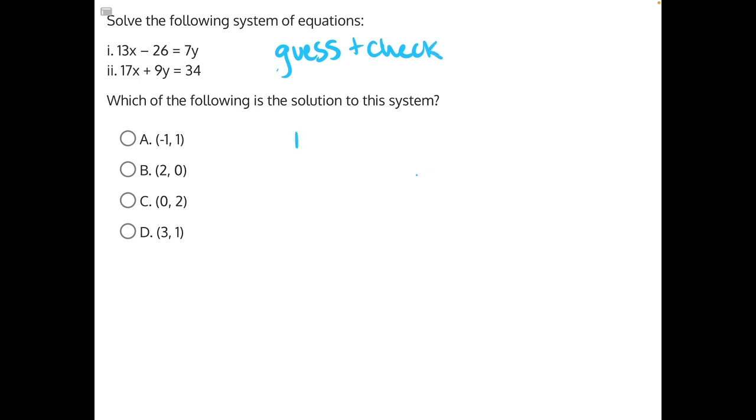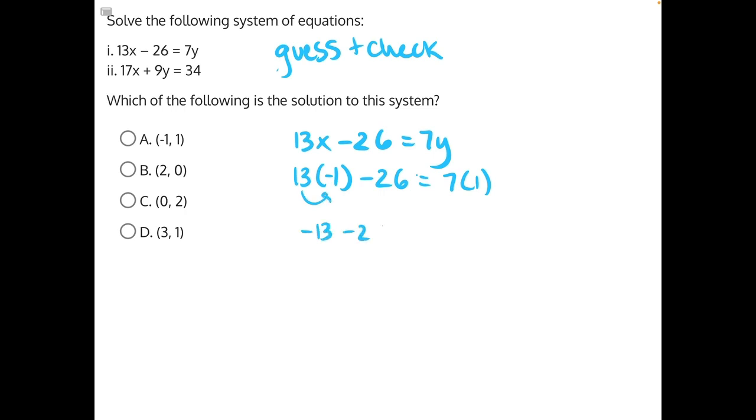We'll do the first equation, 13x minus 26 equals 7y. So we'll have 13 times negative 1 minus 26 is equal to 7 times 1. 13 times negative 1 is negative 13 minus 26 equals 7 times 1 is going to be 7. Now, without doing any more math, negative 13 minus 26 is only going to become a bigger negative number, and it's not going to equal 7. Any negative number is not going to equal a positive 7. So we can eliminate answer choice A and move on to answer choice B.